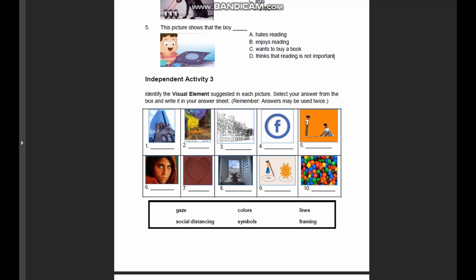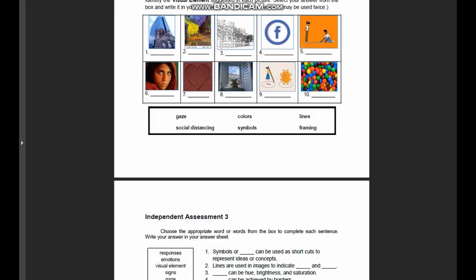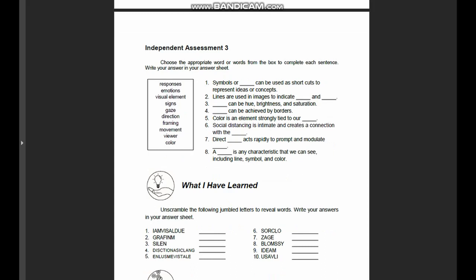Okay, good job. Now, let's move on. In independent assessment number 3, choose the appropriate word from the box to complete each sentence. Write your answer in your answer sheet. You may write your answers only. You do not have to write the words or sentences in each number. Write the number and answers only.